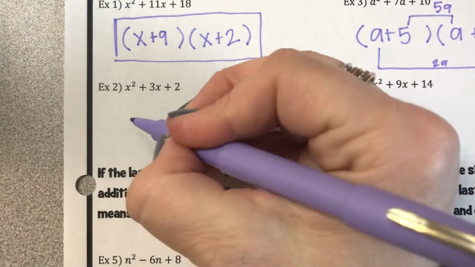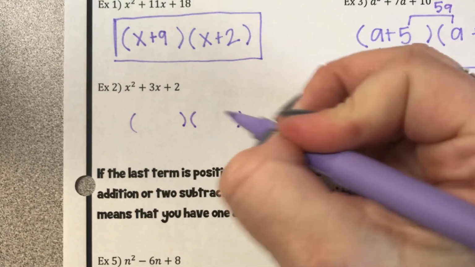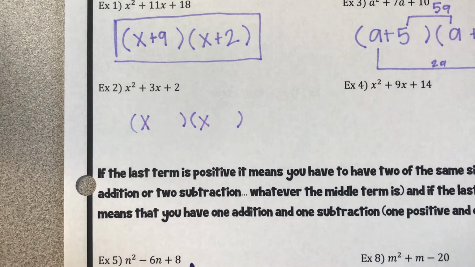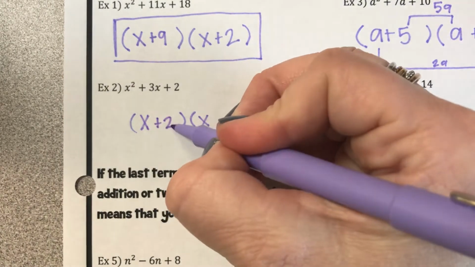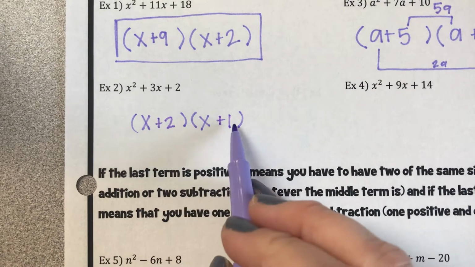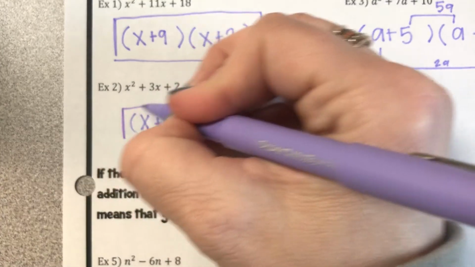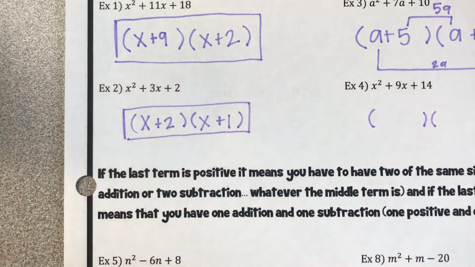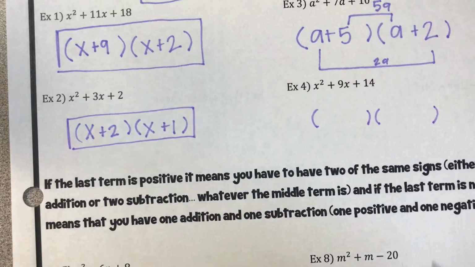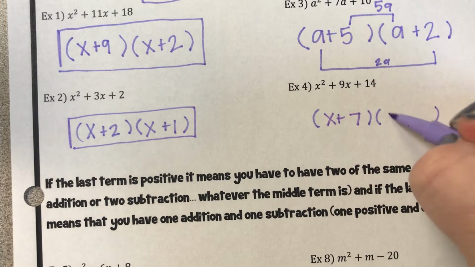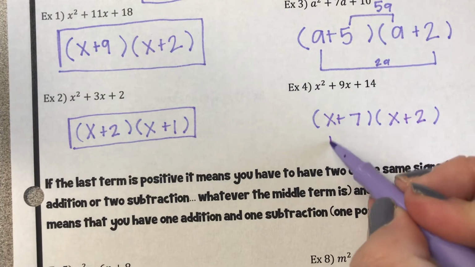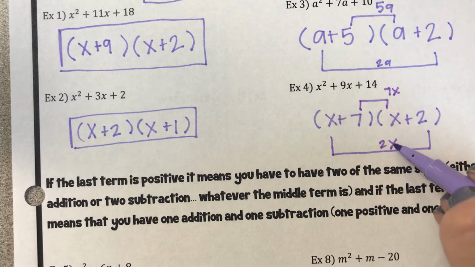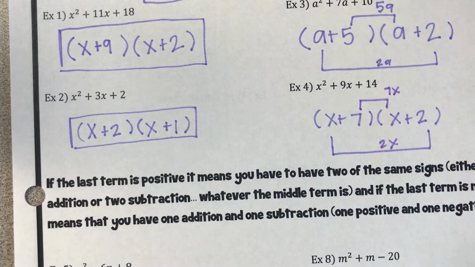Okay, number 2. What can I multiply together to get 2? Well, there's only one thing, right? 2 times 1. And what's 2 plus 1? 3. And then this one. What can you multiply together to get 14 that adds to give you 9? 7 and 2, because that's 2x and 7x, and 2x plus 7x is 9x.